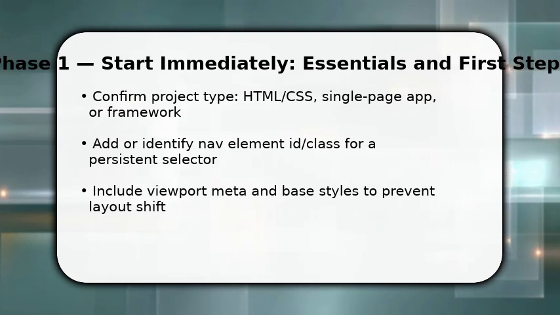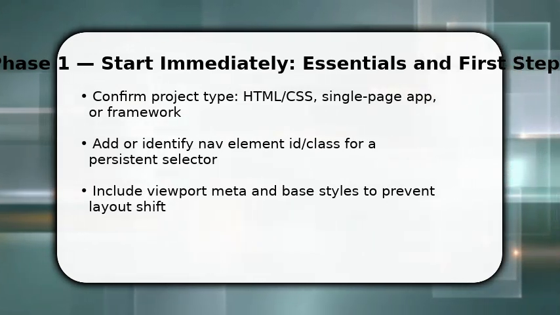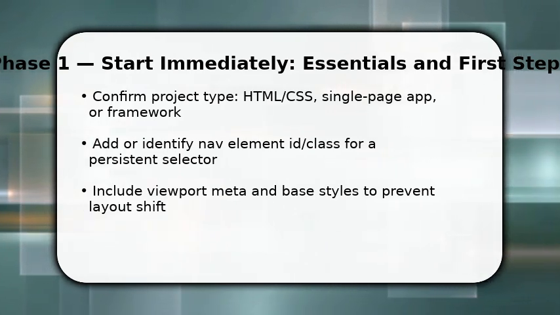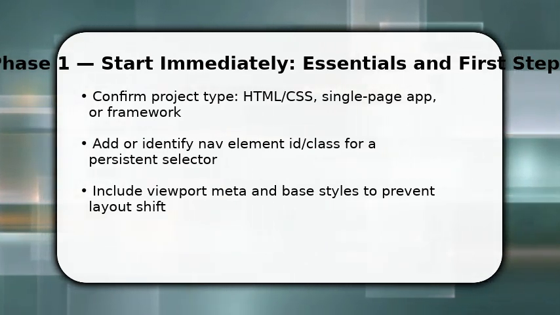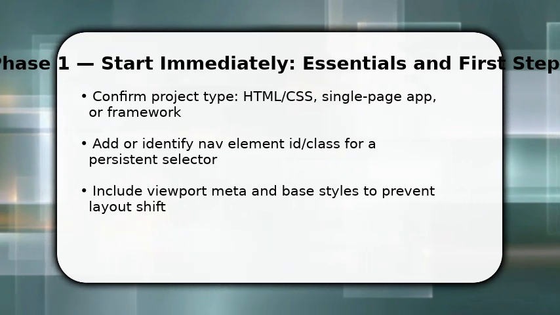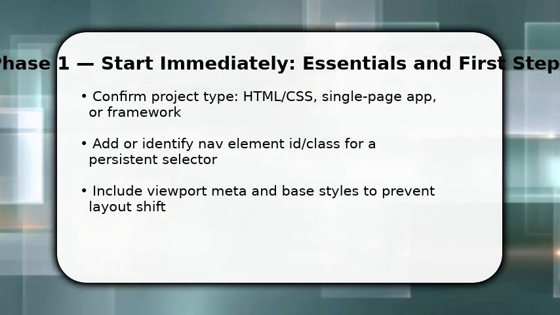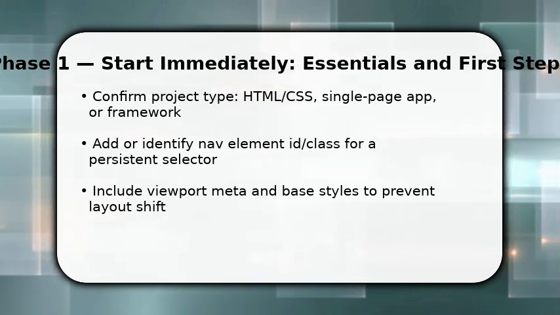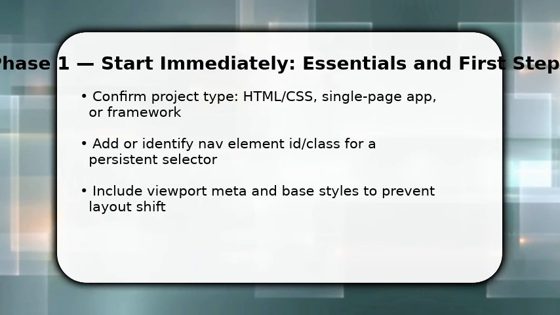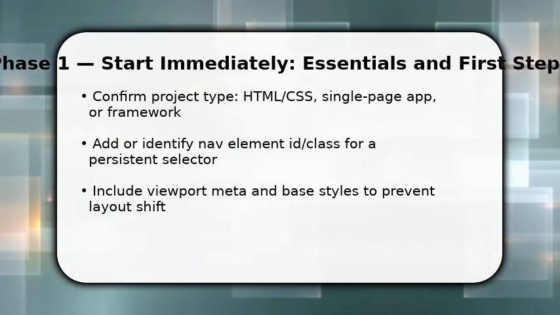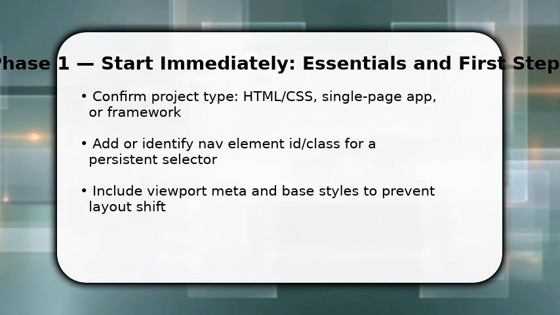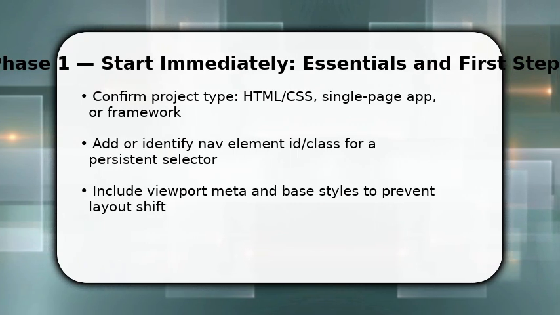You start by preparing the project and creating reliable hooks. Identify the nav element and assign a stable ID or class so you can target it precisely. Once done, add a base CSS reset and viewport meta tag to prevent layout shifts when the bar becomes fixed. Make sure to remove conflicting inline styles and test in a dev build before proceeding so changes are predictable and reversible.